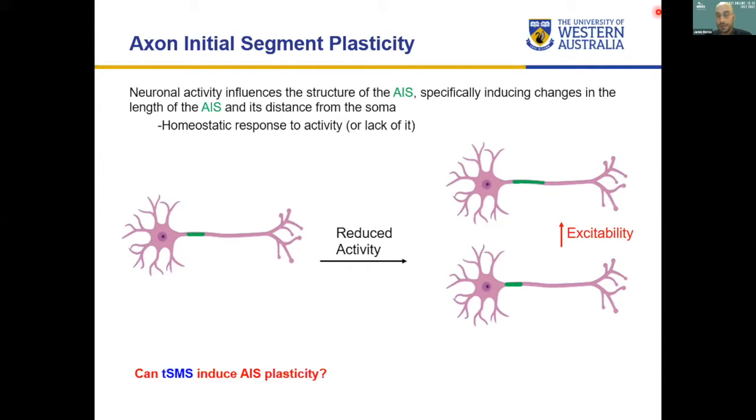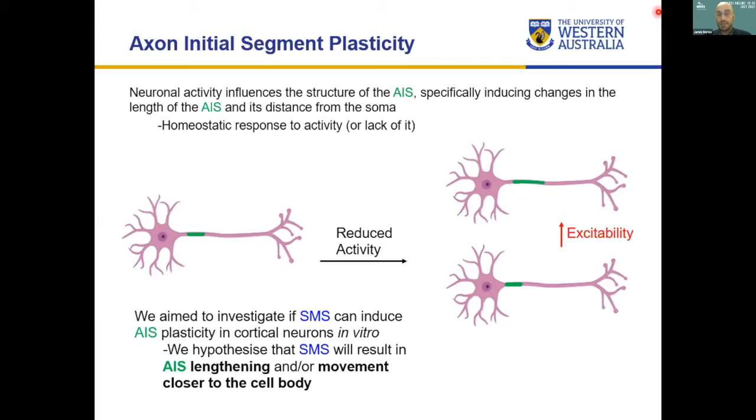And then again, as I mentioned, static magnetic stimulation has been seen to reduce neuronal activity. So we wanted to investigate in cortical neurons, does this actually change axon plasticity in some way? And we hypothesized, because again it seems to inhibit activity, we would expect to see the changes that I've outlined here. So either AIS lengthening or a proximal relocation.